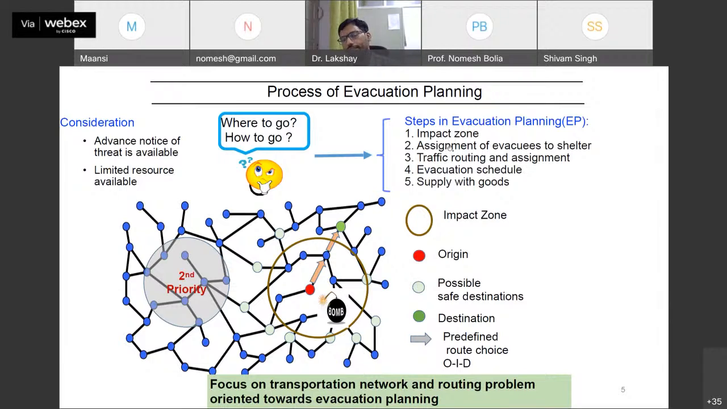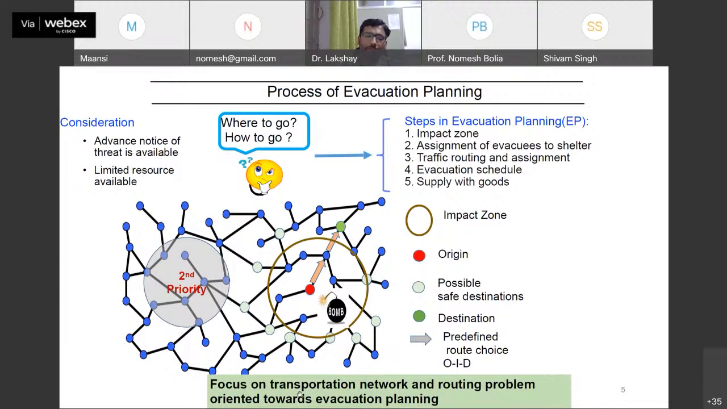Also, the first, second, and third steps you can relate to operations research, where the decision variable is that every origin will be assigned to one of the destinations, and that needs to be done beforehand. That is what this paper will talk about. It's all about the planning work.